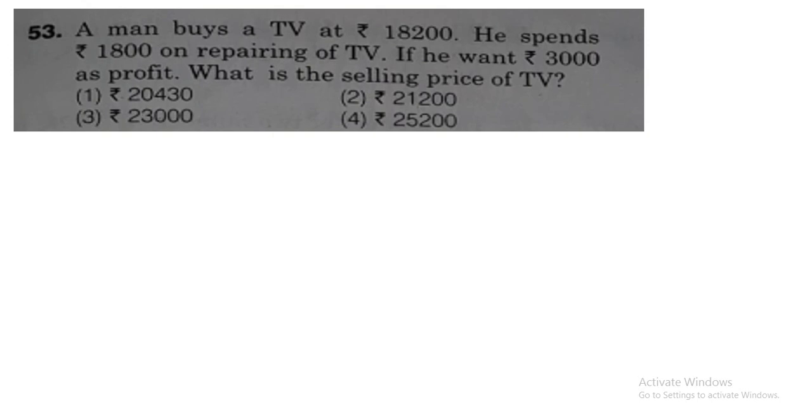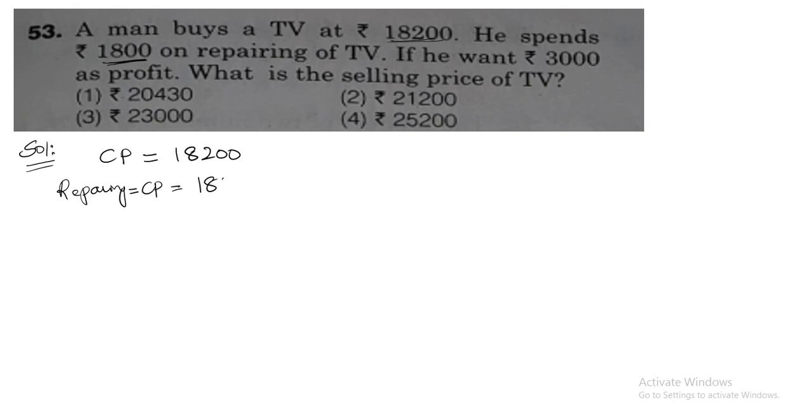Next, moving on to question number 53. This question is related to profit and loss. What he has given: a man buys a TV at rupees 18,200. Buys means it is cost price, so cost price is equal to 18200. Next, he spends 1800 on repairing. This repairing also comes under cost price only.